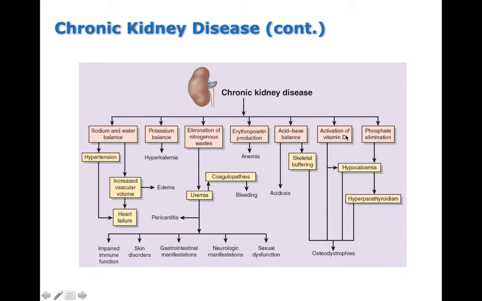Now, the kidneys also activate vitamin D3 into calcitriol, and we talked about how vitamin D is necessary for proper calcium absorption from your gut, and that if you're not absorbing enough calcium from your gut, then that can lead to hypocalcemia. Now, if the kidneys can't get rid of phosphate, then these phosphates can build up in your bloodstream.